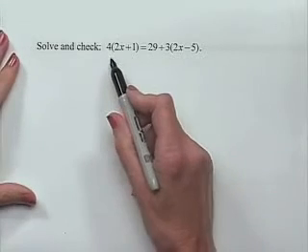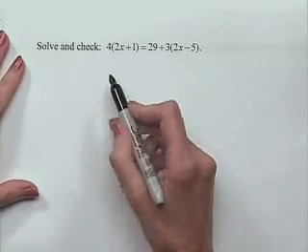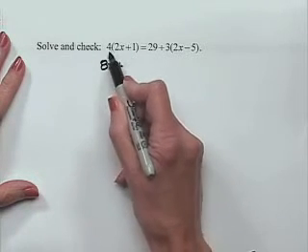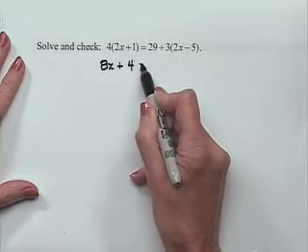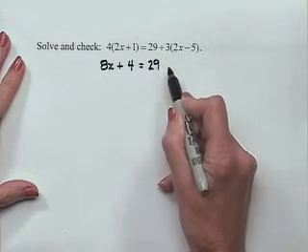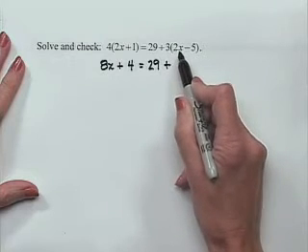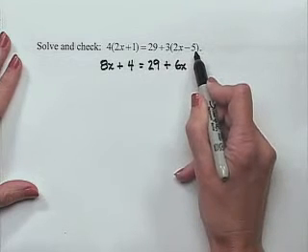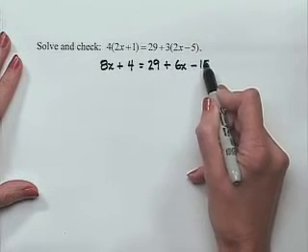Now let's look at solving another equation. Solve and check. 4 times 2x plus 1 equals 29 plus 3 times 2x minus 5. We have some parentheses that we can take care of by using the distributive law. 4 multiplied times 2x will give us 8x. Plus 4 multiplied times 1 will give us 4. On the right-hand side of the equation, 29 plus 3 multiplied times 2x gives us 6x. 3 multiplied times the 5 is going to be 15, and we'll be subtracting that.